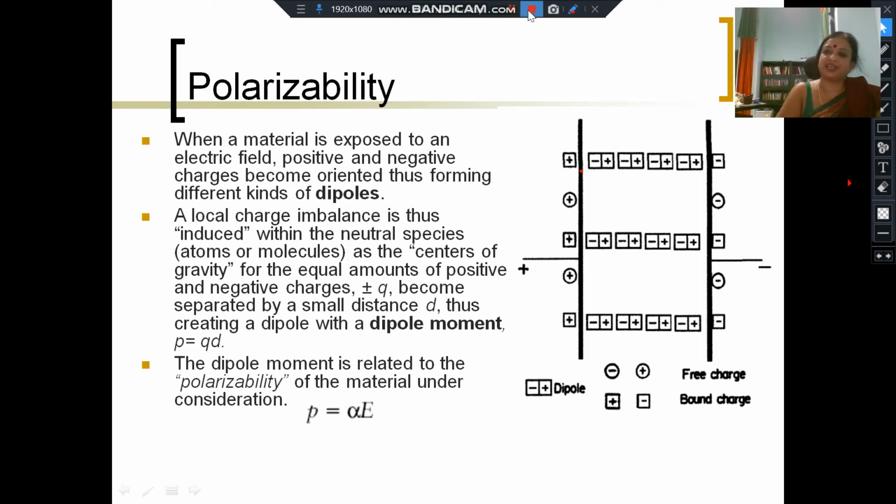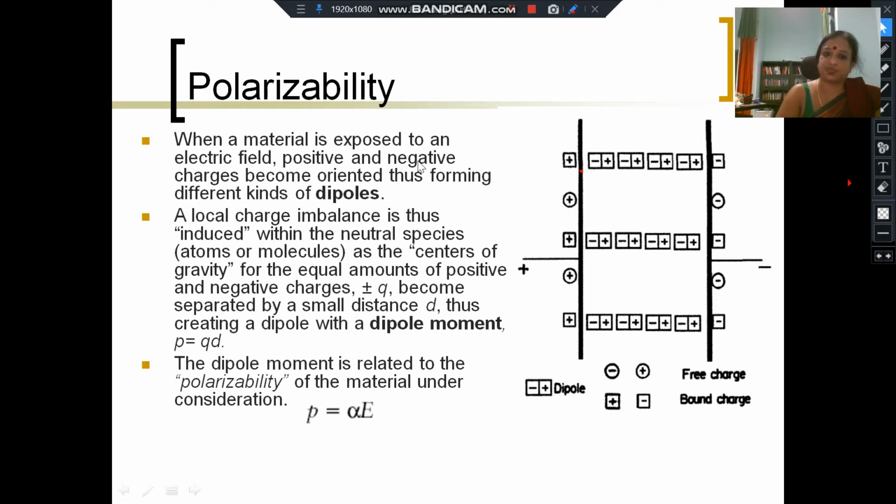So we have seen that dipoles are created in a dielectric material. Now, when you apply an external electric field on any material, would you have the same number of dipoles be created? Would you have the same amount of polarization? You would not. It depends. The amount of polarization that you would get depends upon the polarizability of the material. Let us look at what is polarizability.